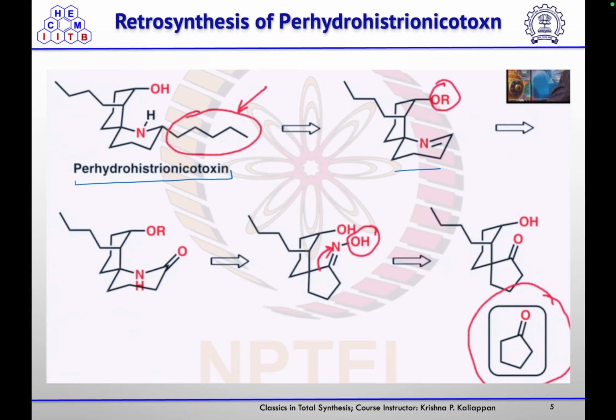equatorial addition of this alkyl side chain, and that alcohol could be obtained from this protected alcohol by deprotection. Then this imine could be formed from the corresponding amide by reduction and then elimination, and this lactam one can get from this hydroxylamine by using the Beckmann rearrangement reaction, which further, we know, could be obtained from the corresponding ketone.